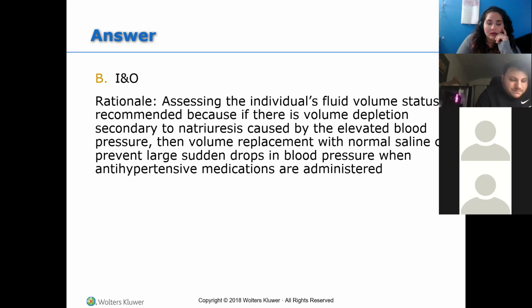But it's the biggest vasodilator you can get, so you think of hypotension immediately. And then assessing the individual's volume depletion secondary to natriuresis. It's on top of that, as opposed to the vision, which is a sign of it. Yes, vision is a sign and symptom. It's not something that you necessarily would assess for a reaction after administering a drug.